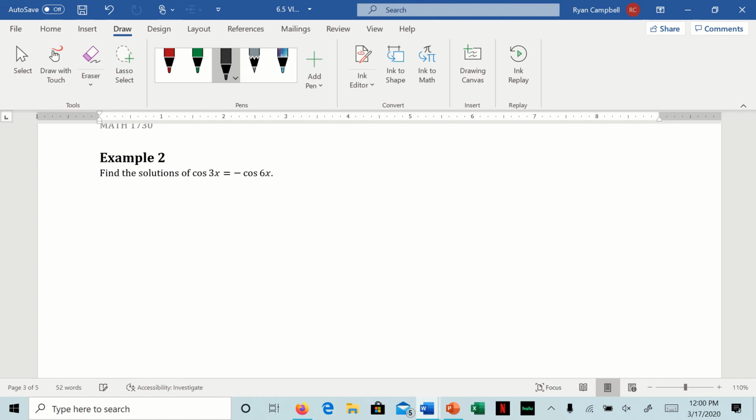So maybe we can get it to where we have... Remember, the whole point is we want a trig function equals a number. Trig function equals a number. And right now we have trig function equals trig function. So maybe we can get both trig functions on the same side. So we get cosine of 3x plus cosine of 6x equals 0. And again, adding two things equaling 0 doesn't really do anything.